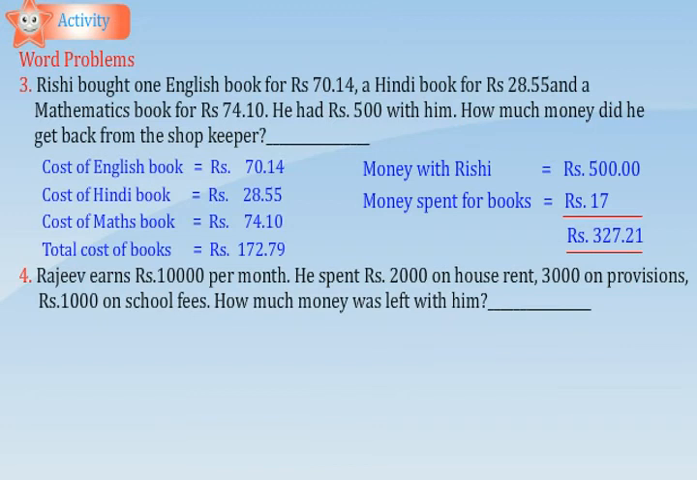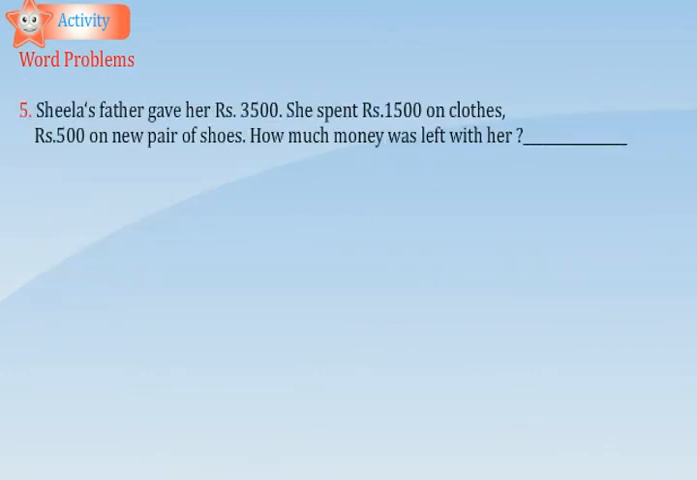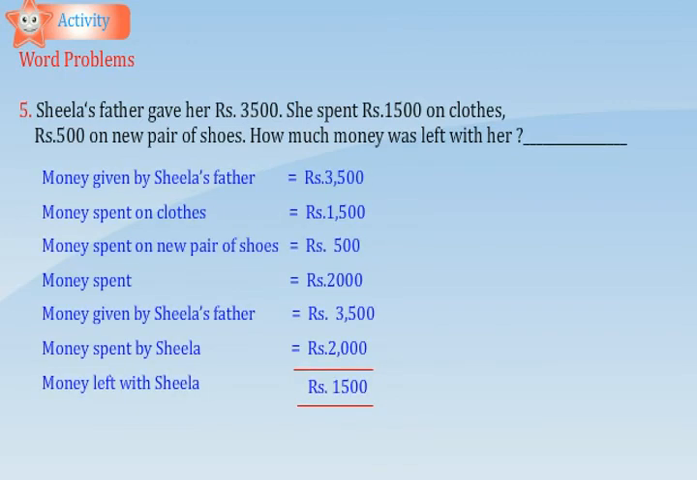Rajiv earns 10,000 per month. He spends 2,000 on house rent, 3,000 on provisions, 1,000 on school fees. How much money was left with him? Sheila's father gave her rupees 3,500. She spent rupees 1,500 on clothes, rupees 500 on new pair of shoes. How much money was left with her?